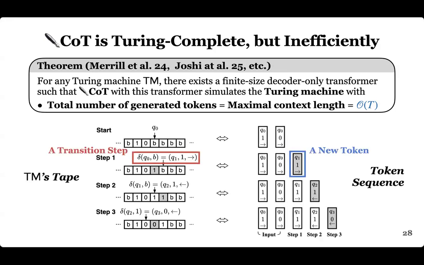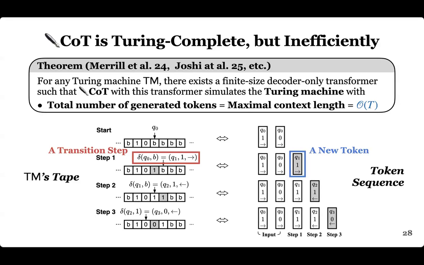context length. So here is a high level intuition of how to prove this theorem and how to understand why chain of thought, though it's very powerful, is inefficient. The left figure shows the behavior of a Turing machine's tape, where for each transition step, it produces the next state, the symbol written on the tape, and the movement of the head.